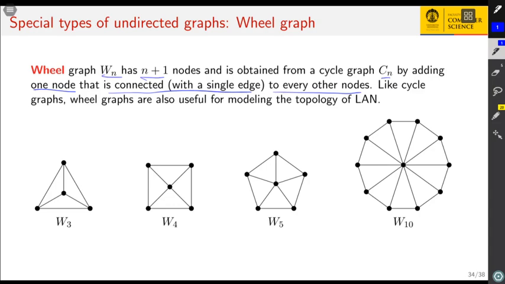So here is W3. It is obtained from C3, and then you add one node in the middle. So this is W3. This is W4. You see C4 and you add one node in the middle. Then W5, and then W10.